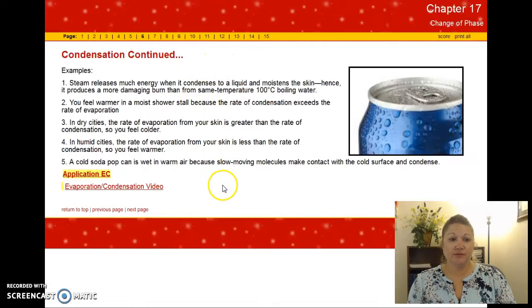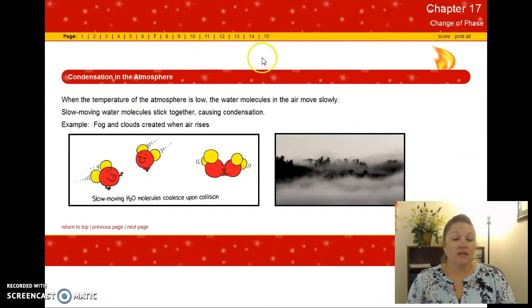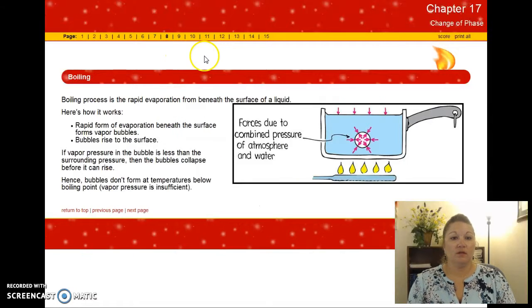Here are some examples of condensation and how it works, with a little video there for you. Condensation happens in the atmosphere. This is how we get fog and low-lying clouds. It happens up there too.